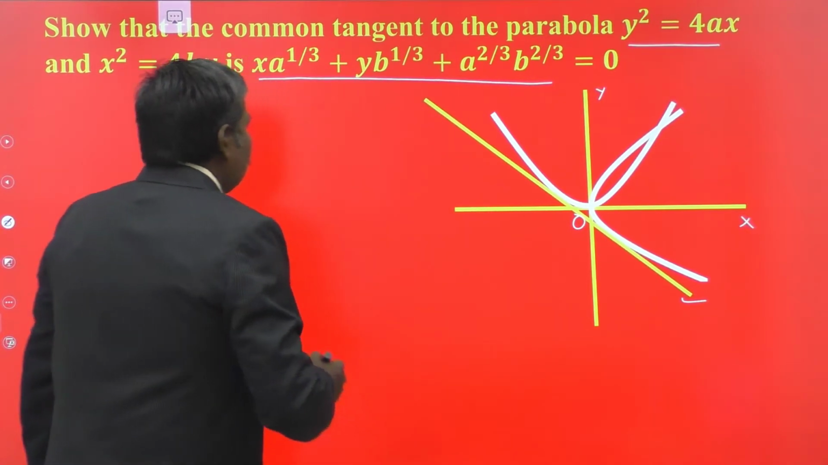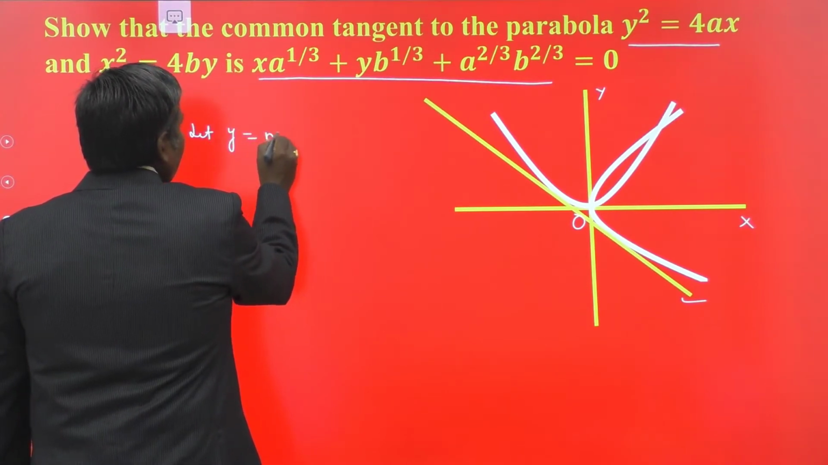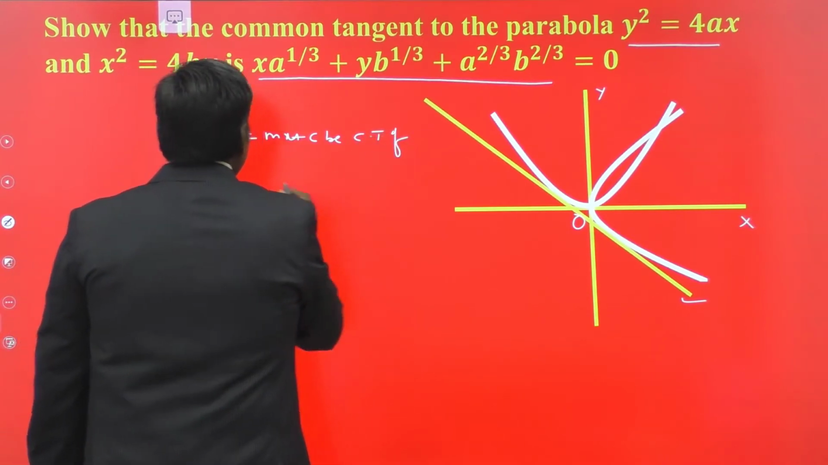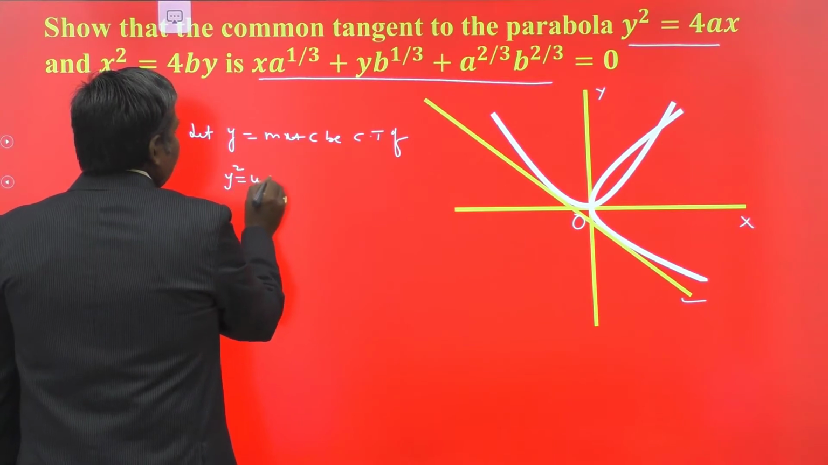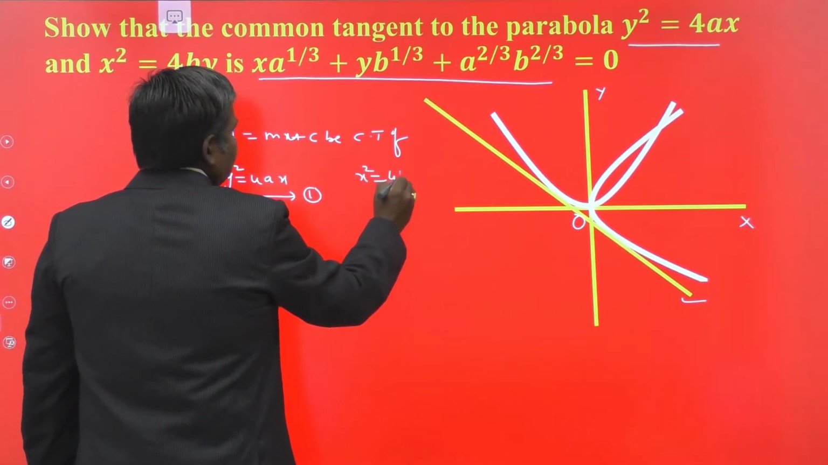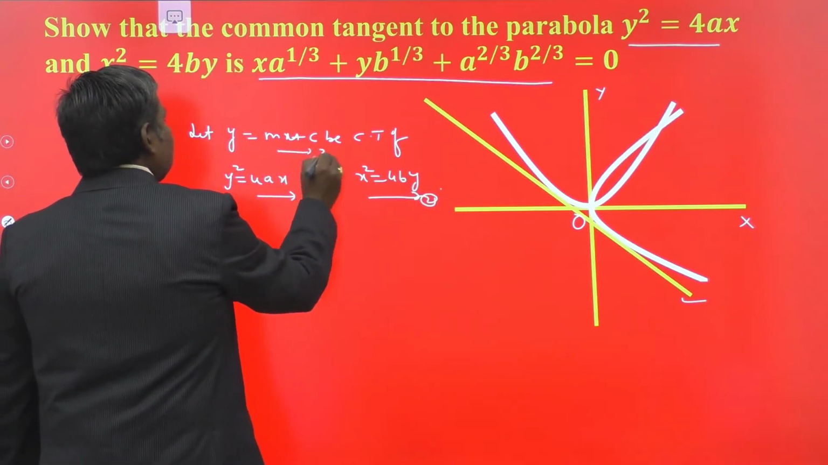Okay. So, how to start this one? Let y equal to mx plus c be the common tangent of 1 and 2. That is y square is equal to 4ax, this is equation number 1, and x square is equal to 4by, say this is equation number 2. Suppose this is say 3.